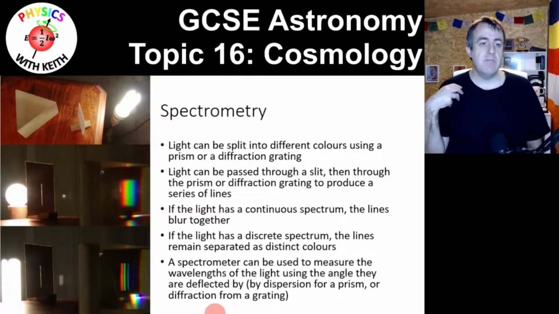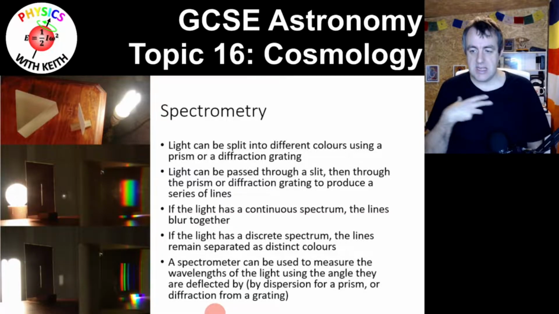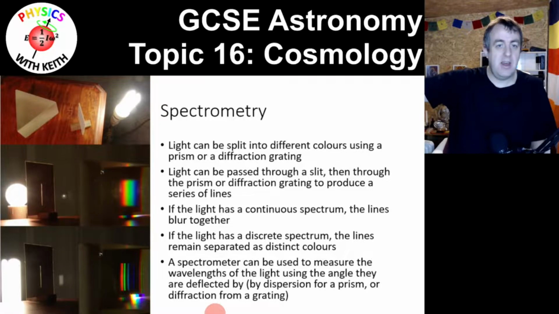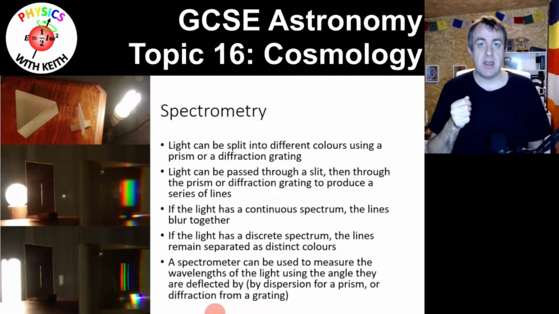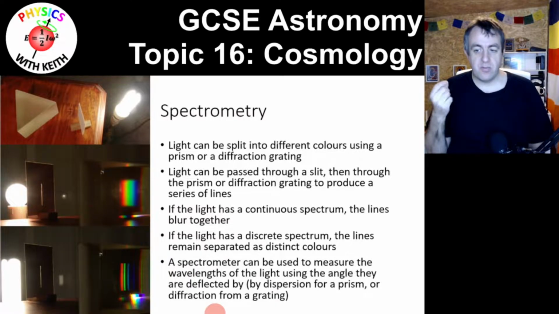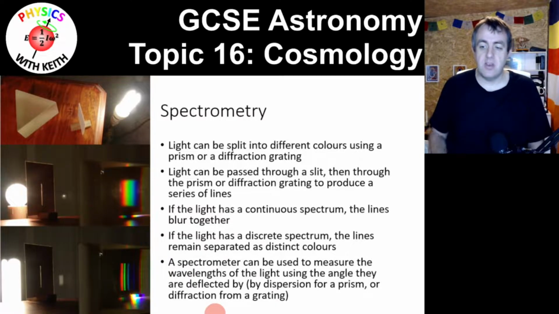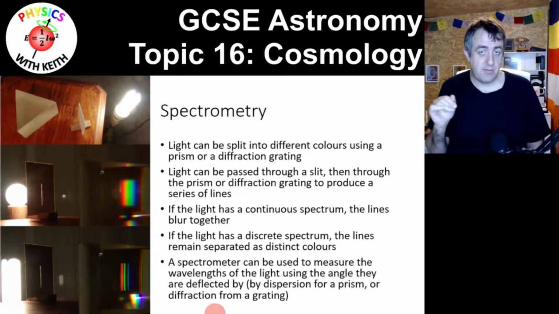Now this is going to be our main tool for investigating anything to do with the cosmos. We're going to take light from a star and send it through a spectrometer. Now modern spectrometers don't use prisms for various reasons. They use diffraction gratings, and there are different types of spectrometers. Some use transmission diffraction gratings, some use reflection diffraction gratings.